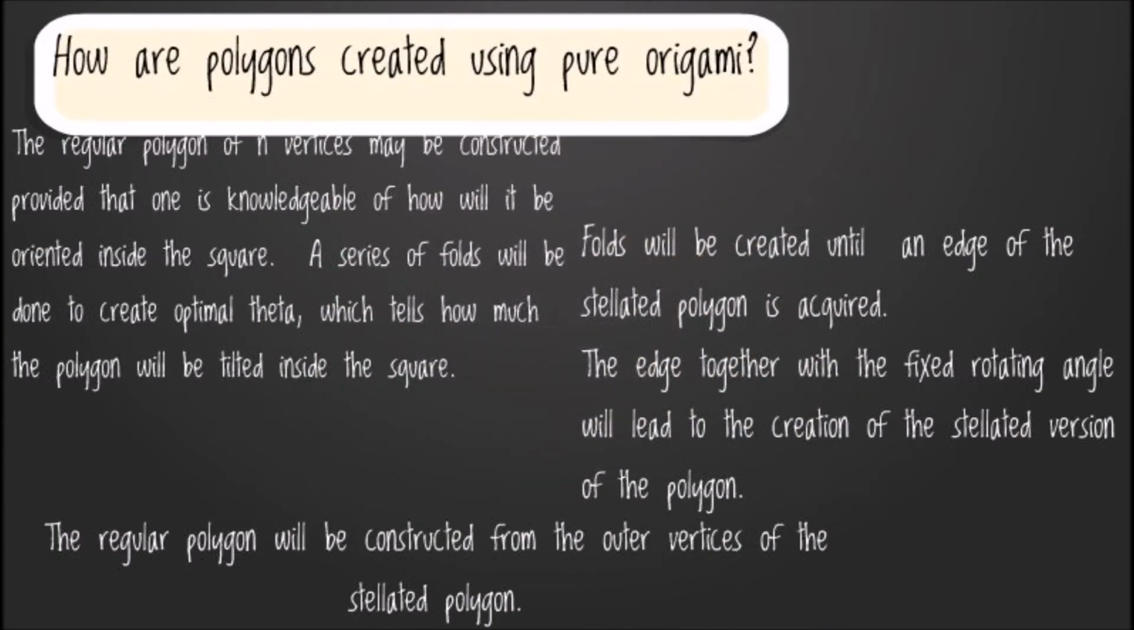After the examples presented, we can conclude that constructing a polygon using pure origami requires generating a stellated polygon before coming up with a regular polygon. The folds lead to an edge of the stellated polygon. With a rotating angle, the stellated polygon is made, and from the stellated polygon, a regular polygon can be constructed.